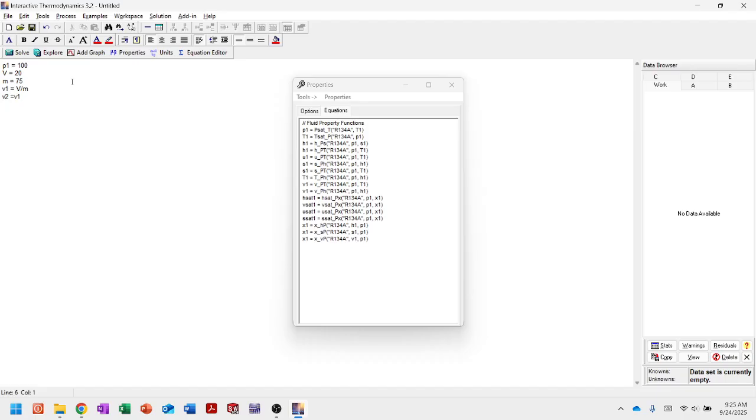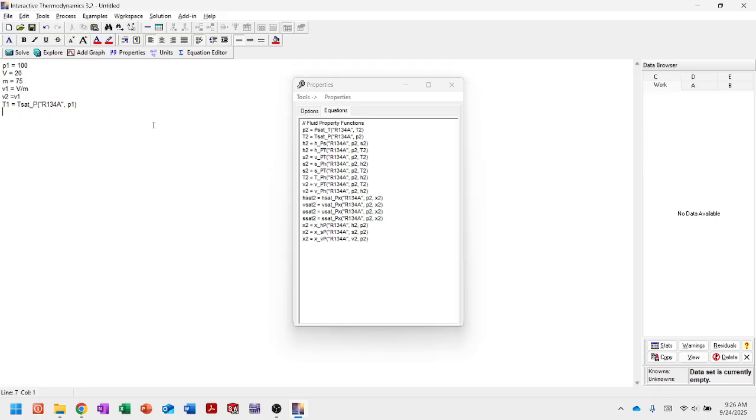So for part A, we're looking for the initial temperature. If I go T1, it's going to be a saturation at that pressure, so I can just grab this equation here. That should get me that. So we've answered part A. Then the final pressure in PSI. At state 2, I'm just going to switch this over to 2 here. And now we need VSAT 2. It's going to be this thing.